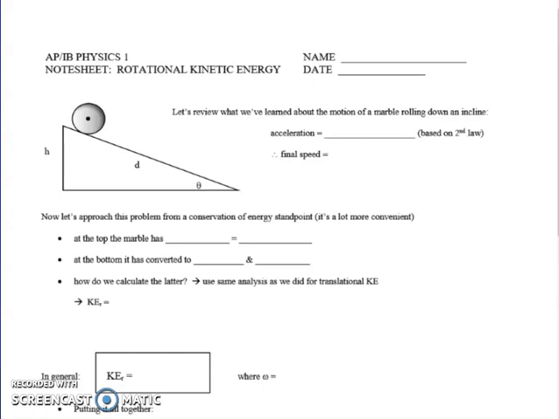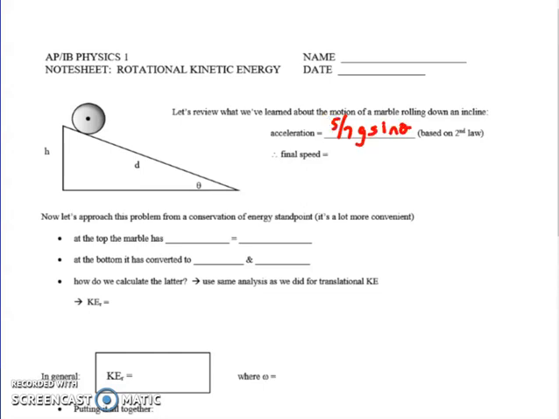So let's review. If you go back to the previous note sheet where we did angular dynamics and we had a solid sphere rolling down, we found that the acceleration, when we did all the analysis, which was a bit of a pain, was a fraction of g. It was 5/7 g sine theta.